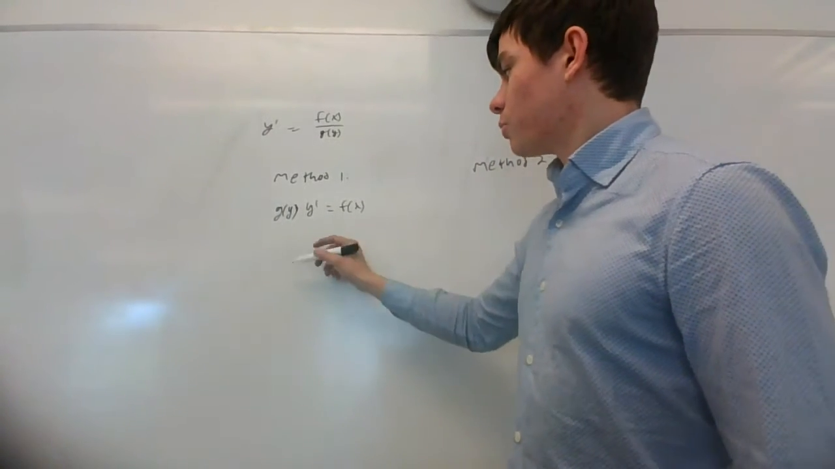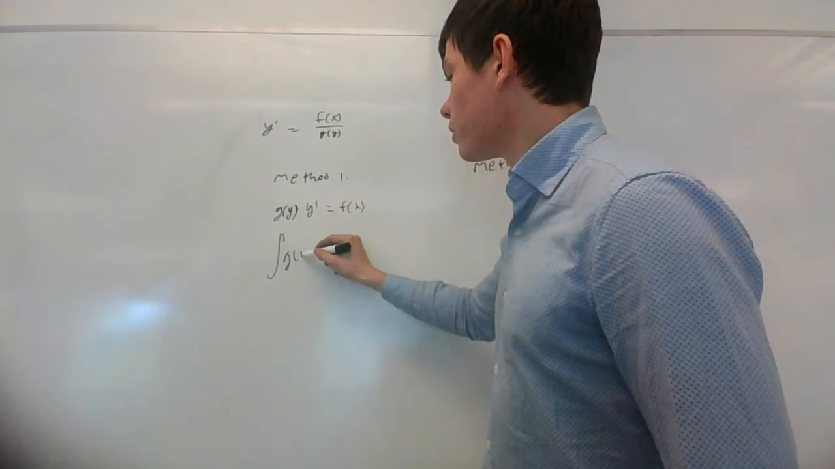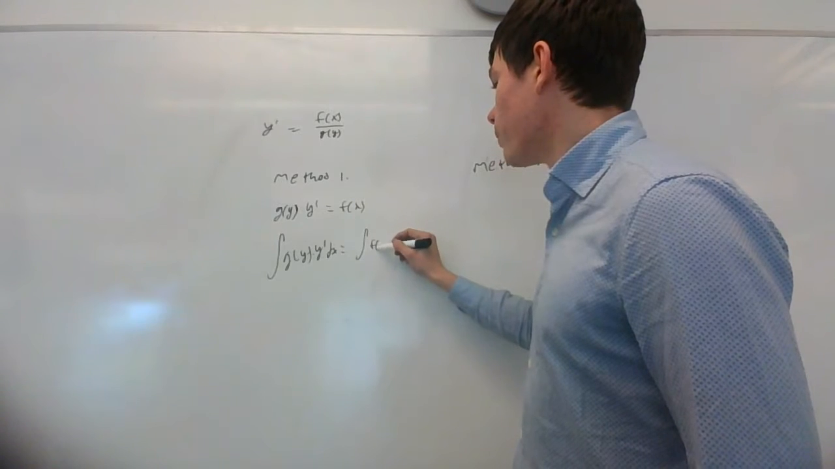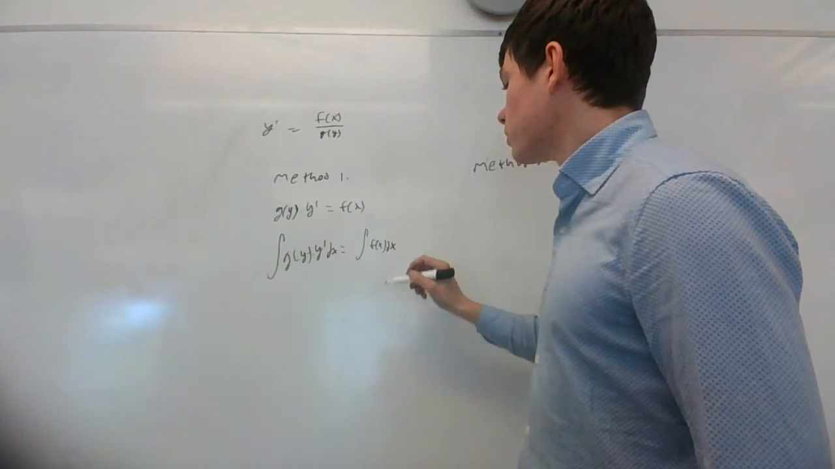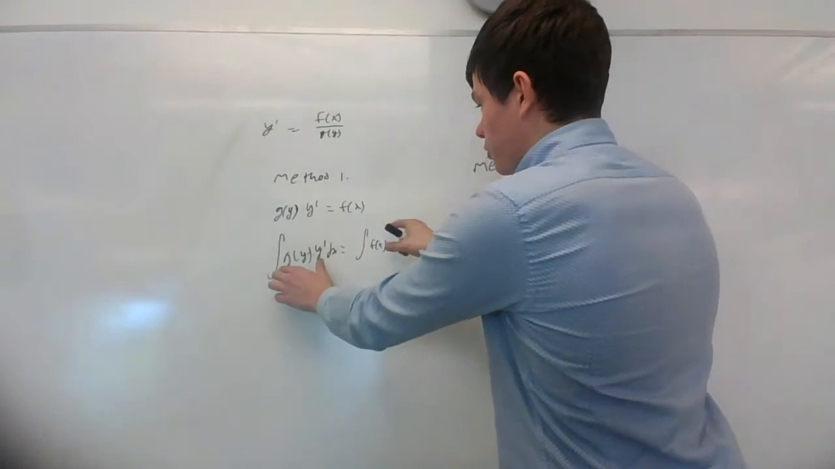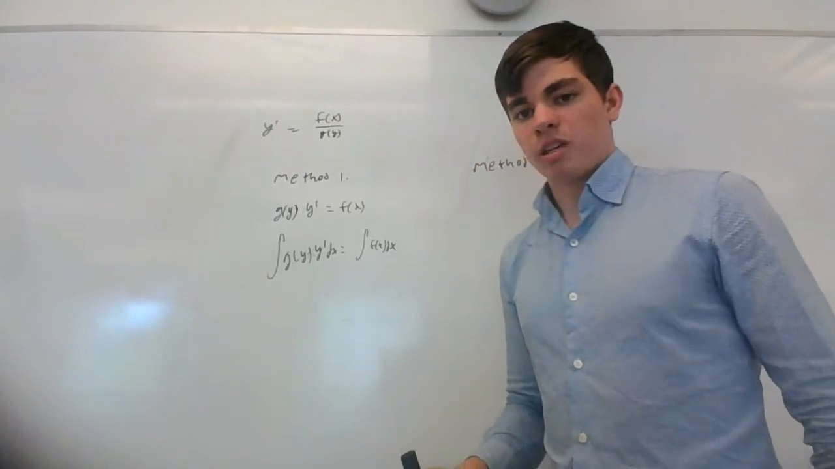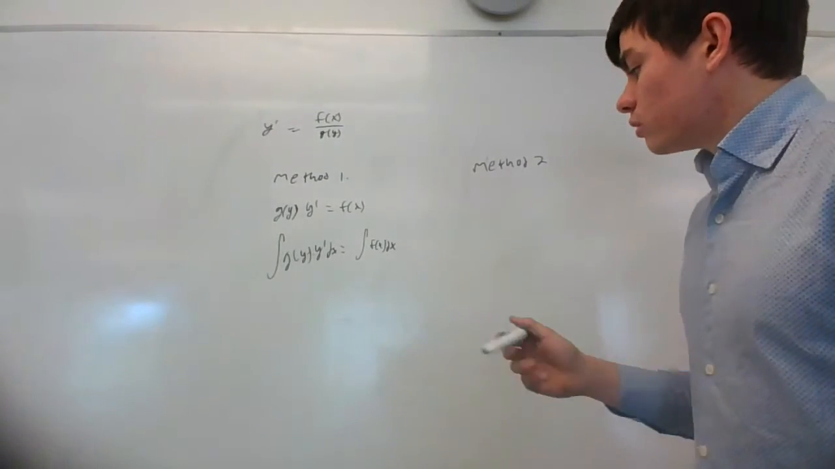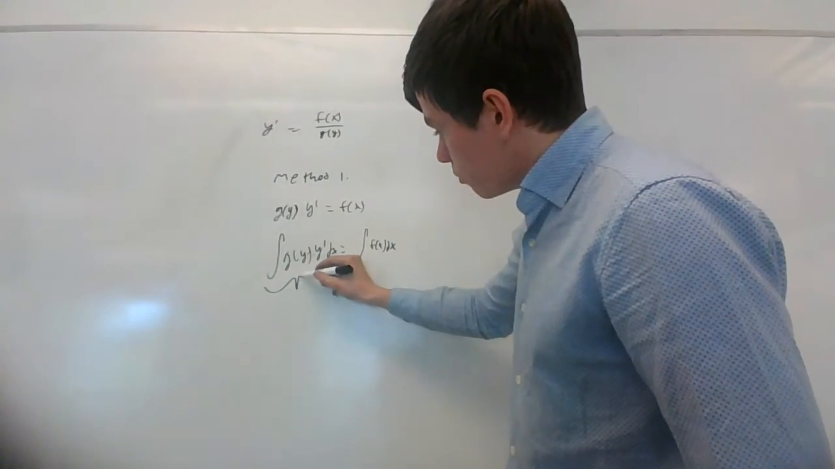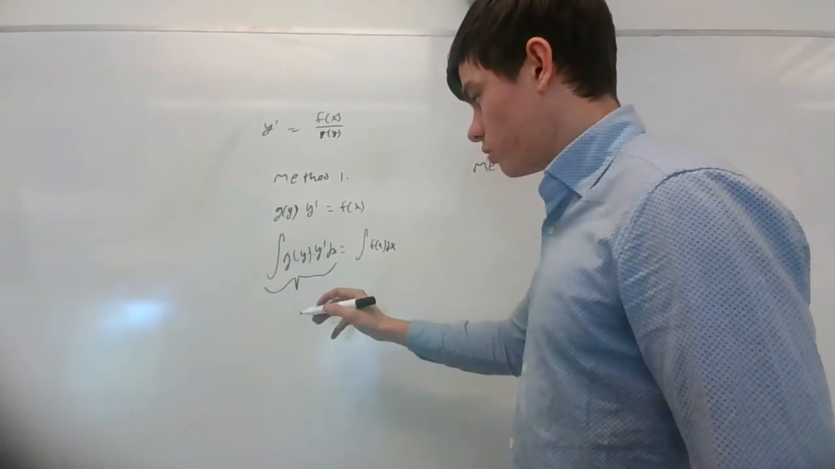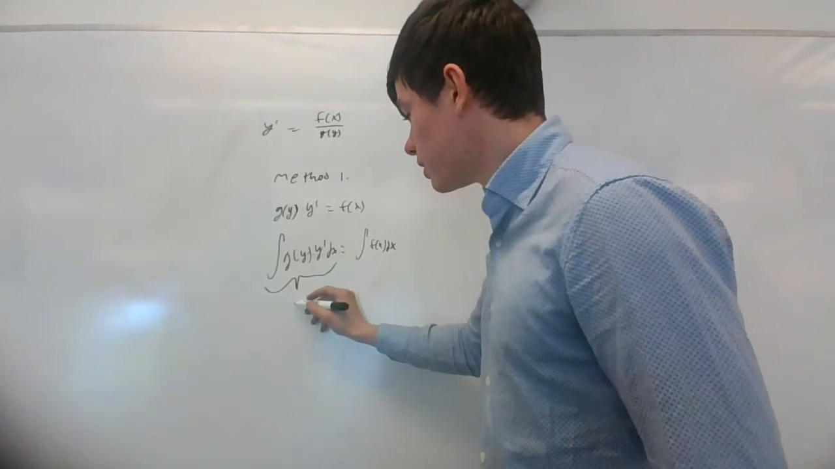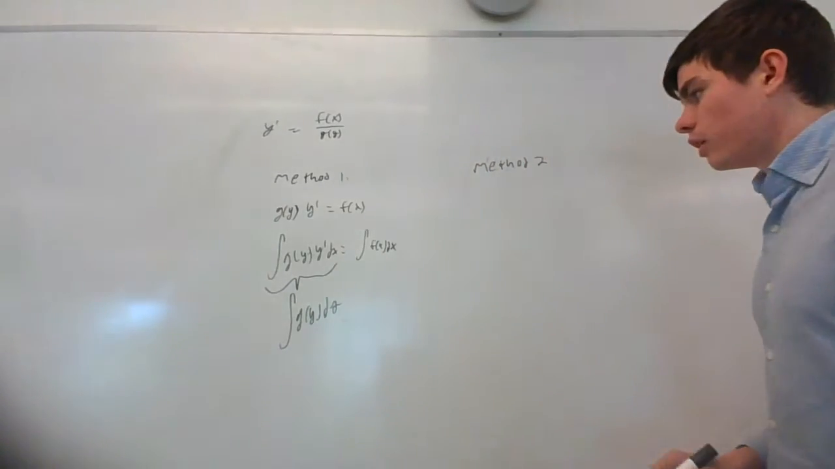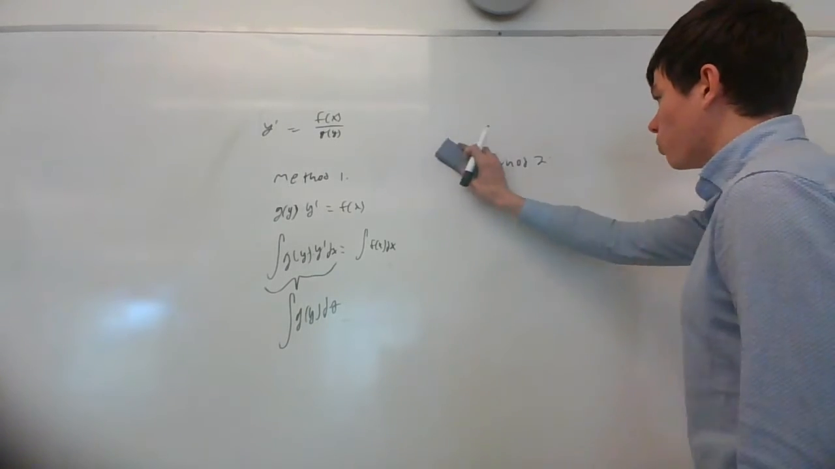You can integrate both sides. Integral of g over y times y prime dx is equal to integral of f of x dx. Since they're both the same function, they must share the same antiderivative. Makes sense. But we need to define this in terms of y. So we need to prove that this is indeed the integral of g of y dy. And how you do this is just to show that the equality holds.